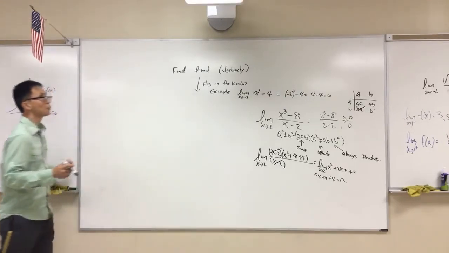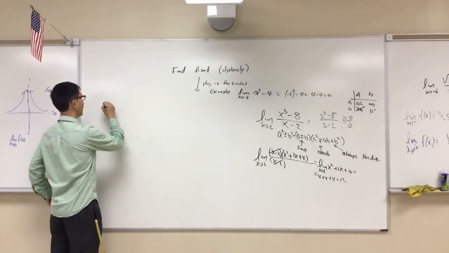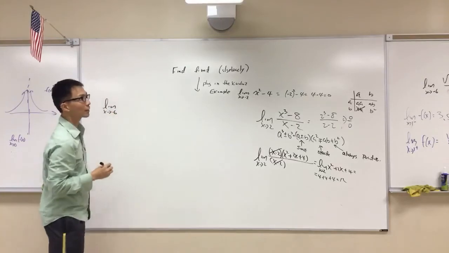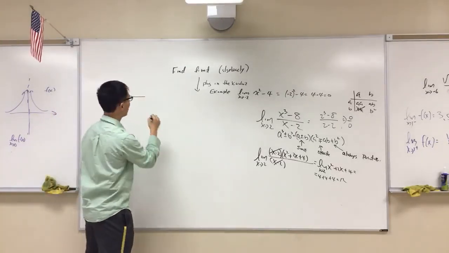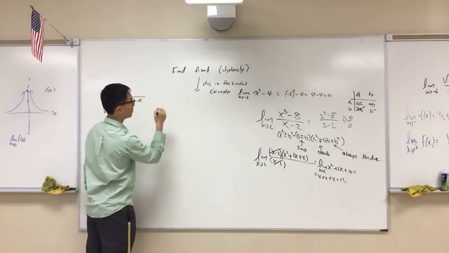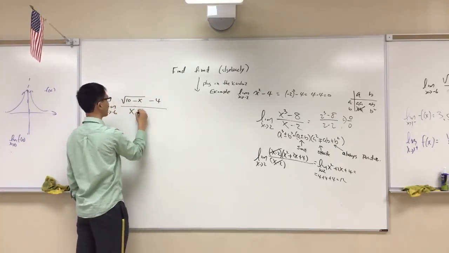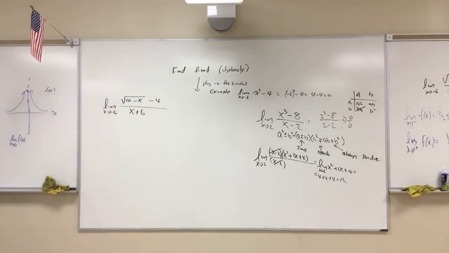Okay, so now let's do that. This is a cool question. This is actually one of the cool questions that I see. Square root of 10 minus x, minus 4, all over x plus 6. This is such a cool question and such a cool way to do it. So then you say, okay, let's do this. So let me ask you about algebra questions.